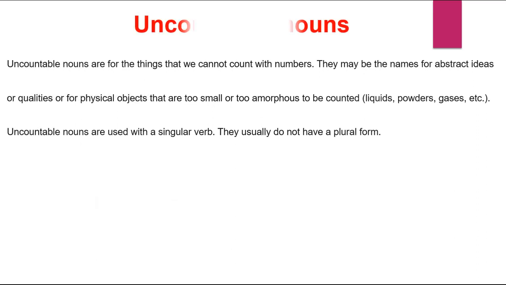Okay, let me move to the next one, uncountable. Uncountable means the things we cannot count with a number, like I said just now. So we cannot count like 1, 2, or 3 at all. They can be abstract ideas. It means we cannot see them, they are just words in our mind, but we cannot see them.